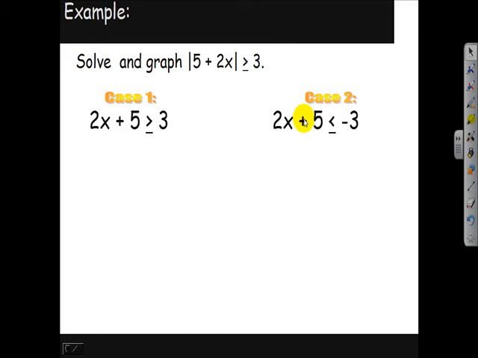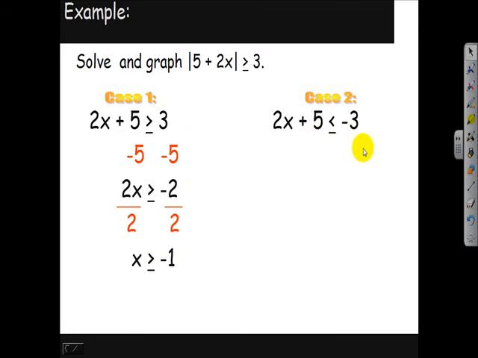2x plus 5. 2x plus 5 and 5 plus 2x are the same, so we can turn that around without any penalty. Notice the greater than gets flipped over to a less than, and the positive 3 gets changed to a negative 3. Case 2 stuff here. Subtract 5 from both sides. So 2x is greater than or equal to negative 2. Divide by 2, and x is greater than or equal to negative 1.